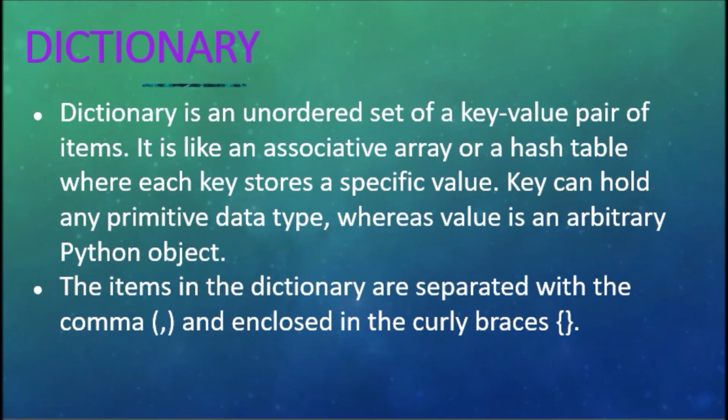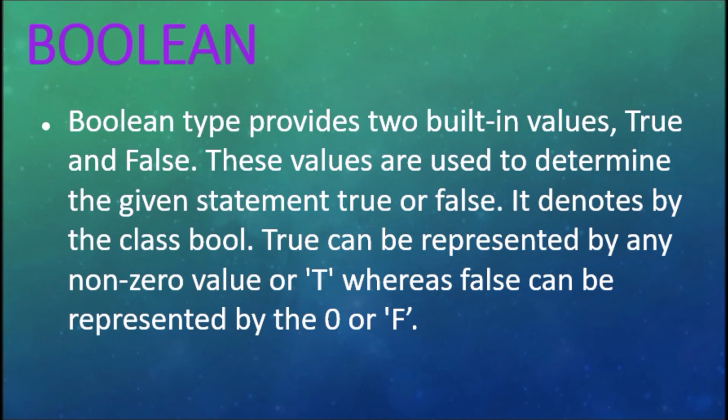Let's move further. Next data type is Boolean data type. Okay, Boolean type provides two built-in values. They are true and false respectively. These values are used to determine whether the given statement is true or false. It is denoted by the class bool. True can be represented by any non-zero value or T, whereas false can be represented by 0 or F.